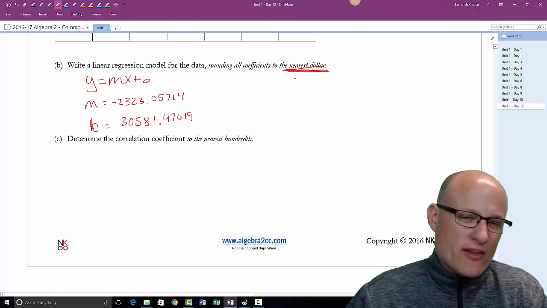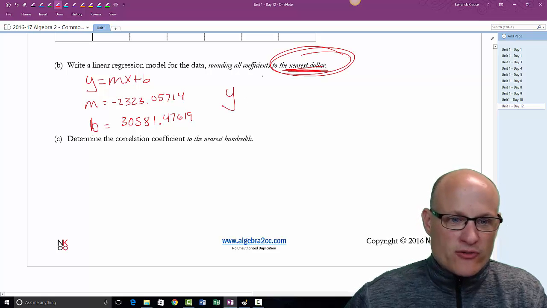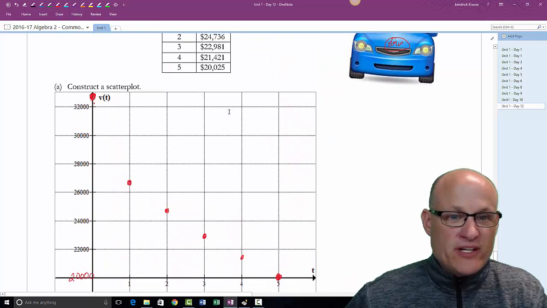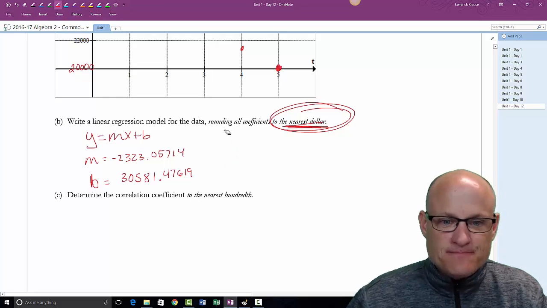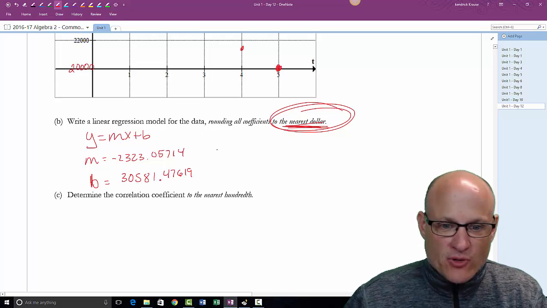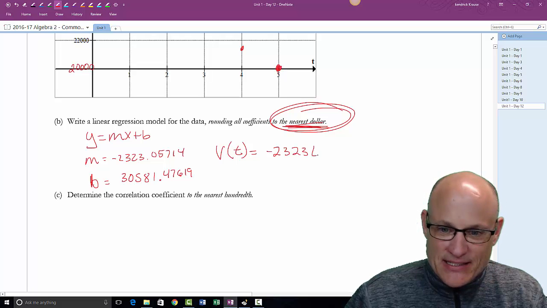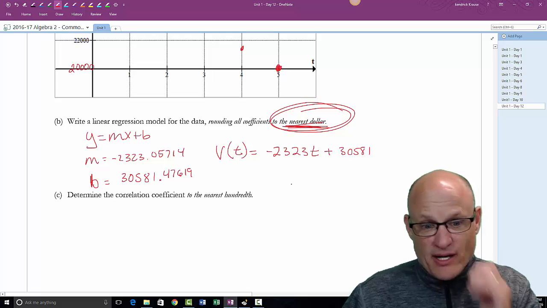So if I wanted to round to the nearest dollar, that means no decimals. So that means my equation is going to be, now do they want us to use a special thing rather than y and m? V of t and t. So we're going to write this in function notation. So we're going to do v of t is equal to negative 2323 t plus 30,581. All right, there's my equation.